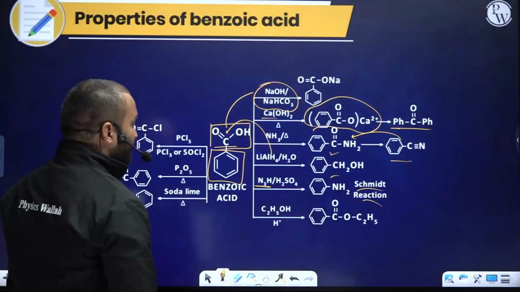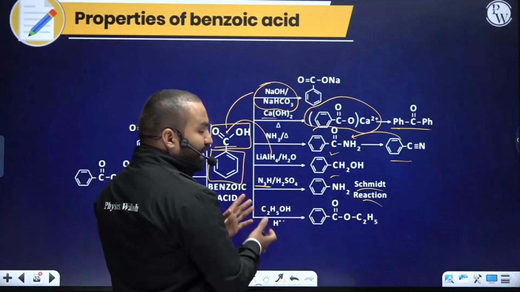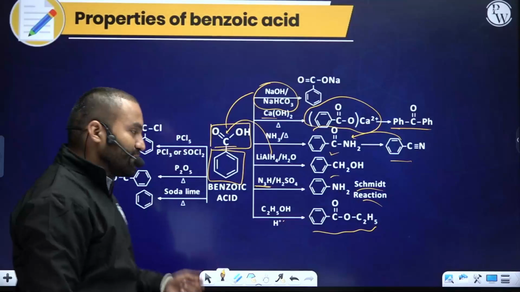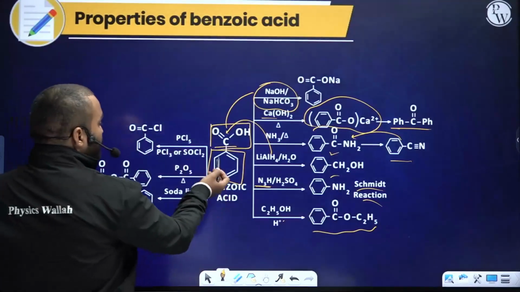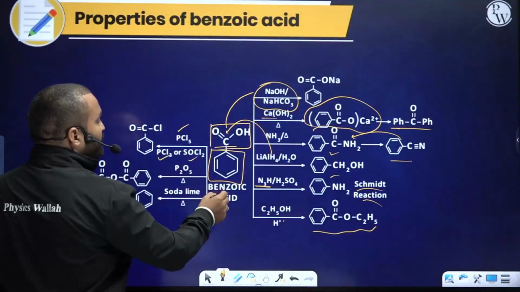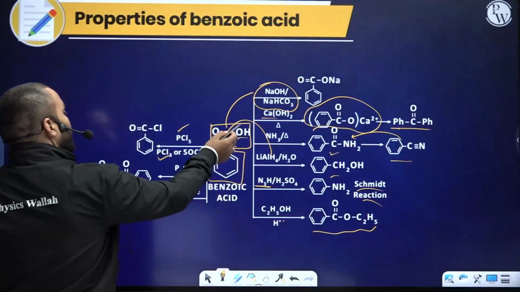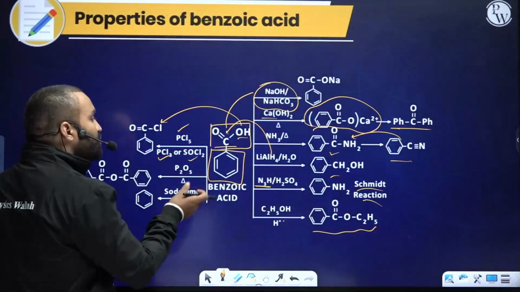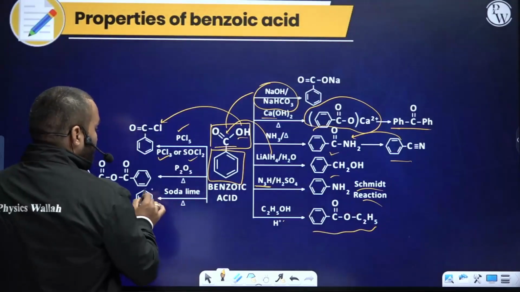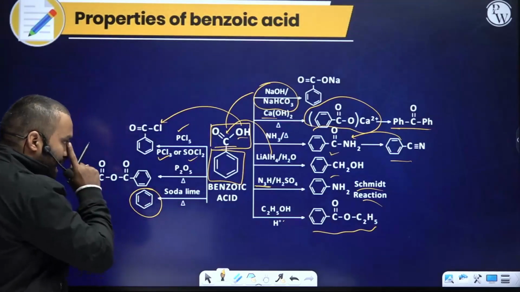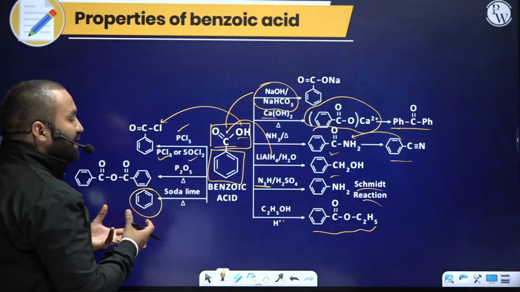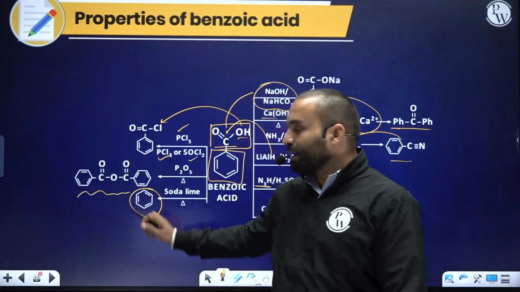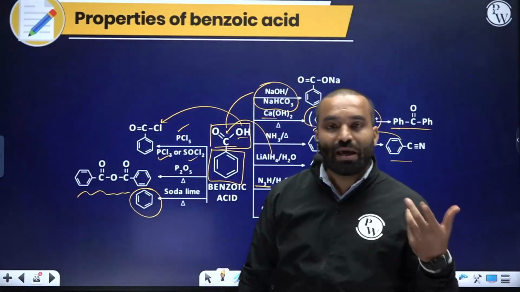Acids and alcohol, you know very well, can be reacted together to produce esters, fruity smelling compounds. We also see that PCl5, PCl3 or SOCl2 can replace this OH to have a Cl on this position. P2O5 is a dehydrating agent. Soda lime is a CO2 remover. So CO2 removal will give you just the benzene, and P2O5 will bring the two carboxylic acids together. Water elimination will produce acid anhydride. That becomes one of the methods of producing acid anhydrides.